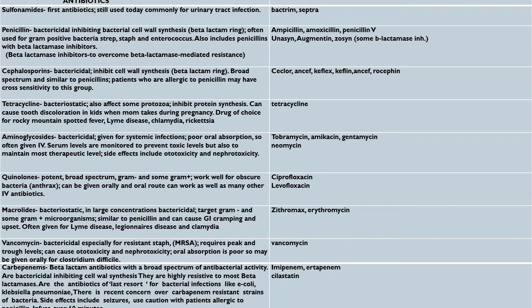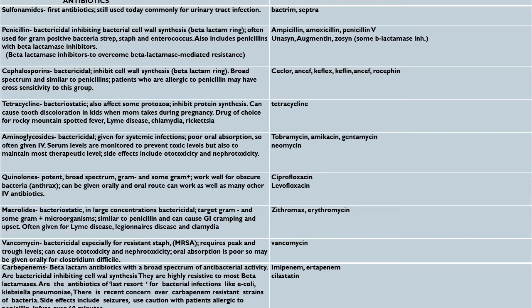The next group is the macrolides, and the macrolides are bacteriostatic, so they weaken bacteria. And in large concentrations, they can also be bactericidal as well. They target both gram-negative and gram-positive microorganisms, and they're similar to penicillin and can cause GI cramping and GI upset. They're often given for Lyme disease, for Legionnaire's disease, and chlamydia. You probably have heard of Z-Pak. Z-Pak is Zithromax, which is one of the macrolides, and then erythromycin is another one.